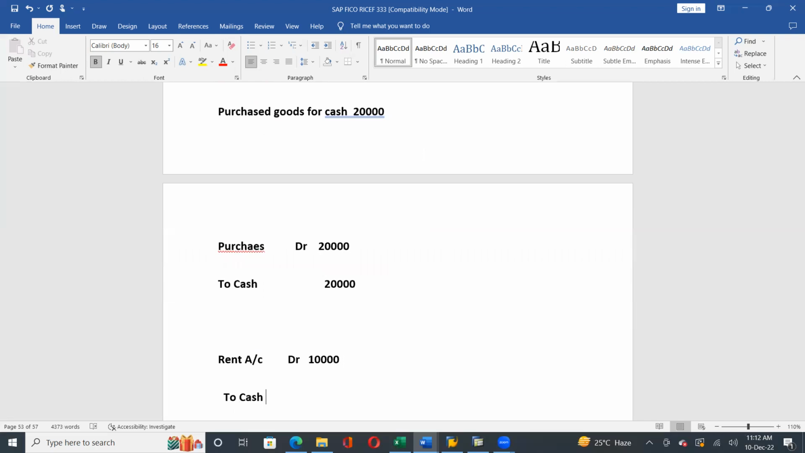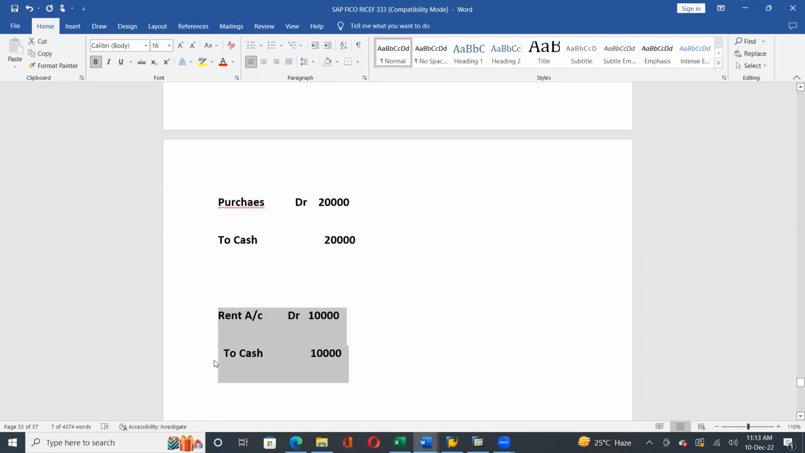What does it mean? Rent account debited to cash account. If we are all accounting students, what does it mean? I'm not giving any English statement here. I said rent account debited to cash account. What do you understand by this? Rent paid via cash.